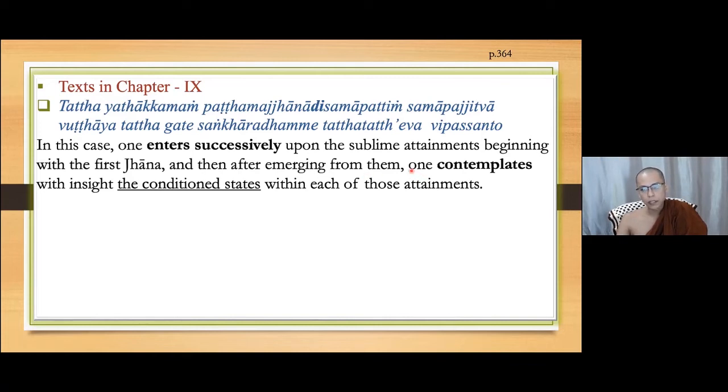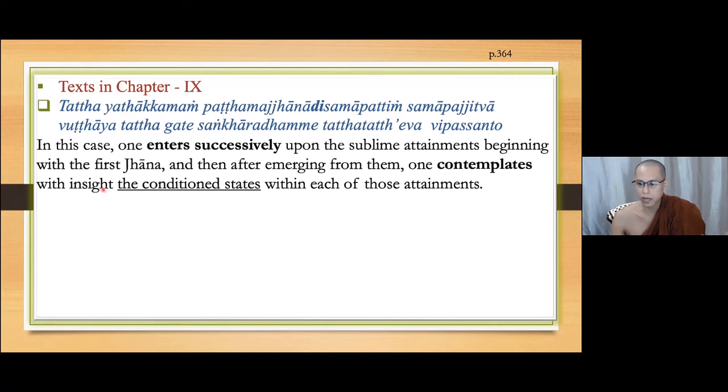And before he continues to the next attainment of the jhana, he needs to contemplate. So with the intention to enter the attainment of cessation, Nirodha Samapatti, he needs to do that in a systematic way. Firstly, he needs to enter the first jhana. After emerging from the first jhana, before continuing to the second jhana, he needs to contemplate the conditioned states within each of those attainments. States mean the factors of the jhana, the mentalities, all the mentality, including that conditioned state. He needs to contemplate this by insight knowledge.